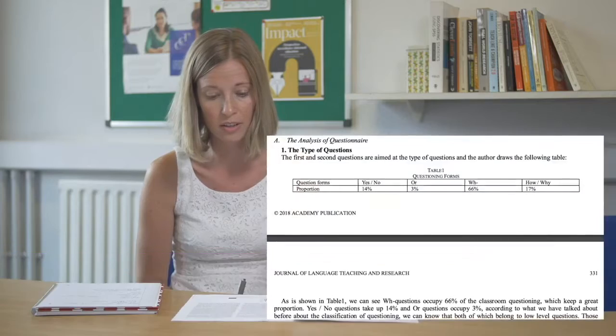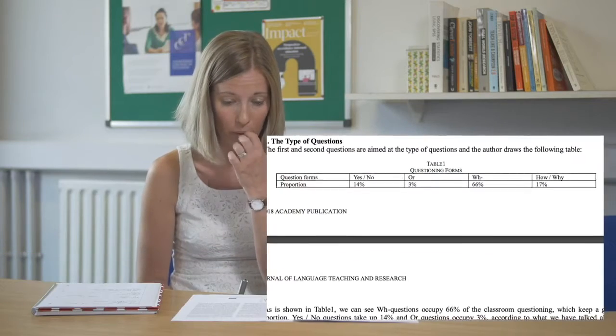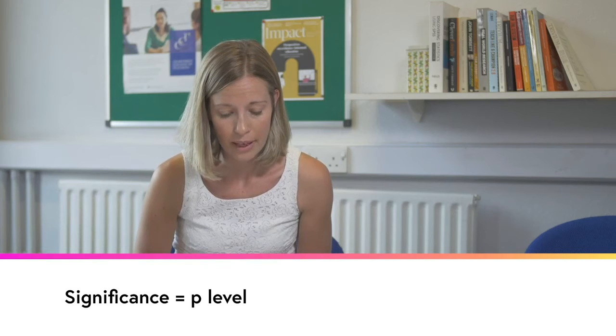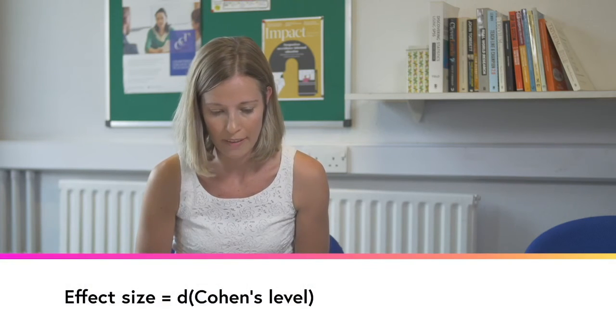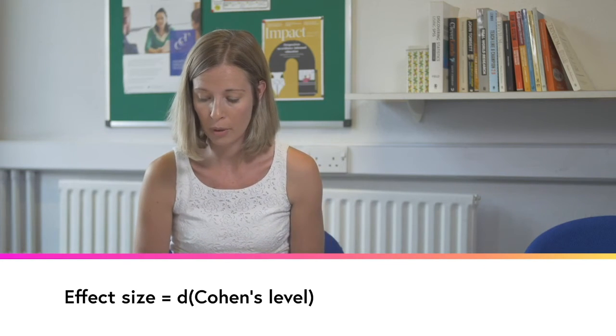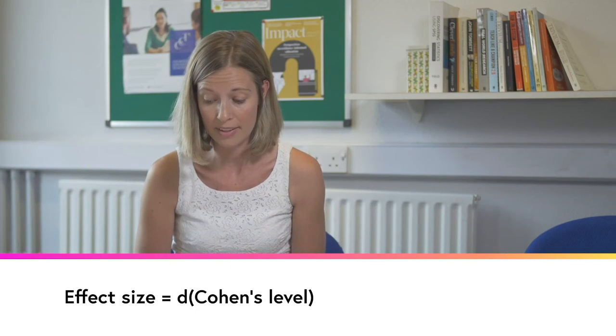And then finally, in the results or the discussion section, you'll be looking for the significance, so the P level, and we'll be looking to see if the P level is less than 0.05 for a significant result. And we'll want to look at the effect size. The effect size is normally recorded as D, that's Cohen's D, but sometimes it might be represented by a different letter.